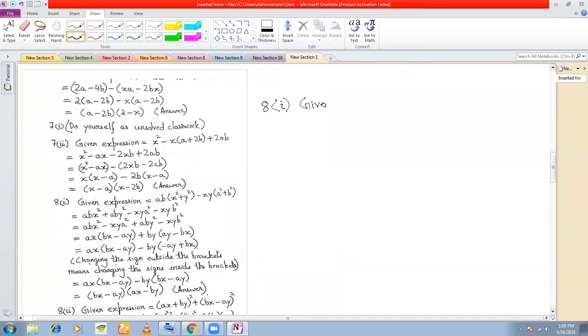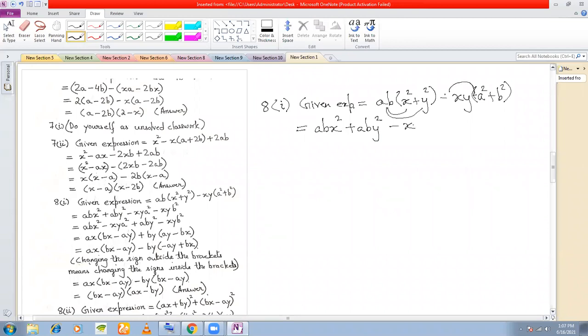Given expression here is AB into x square plus y square minus xy into a square plus b square. And you see, it looks like there are 2 terms in this algebraic expression. But if you multiply, you'll get 4 terms. So let's multiply AB with x square. So you get AB x square. AB with y square, so you get a plus AB y square. And minus, and there's a plus sign here, so minus and plus combine to give you a minus xy a square. And this minus and this plus sign combine to give you a minus sign xy b square.